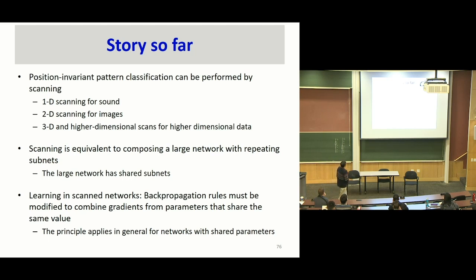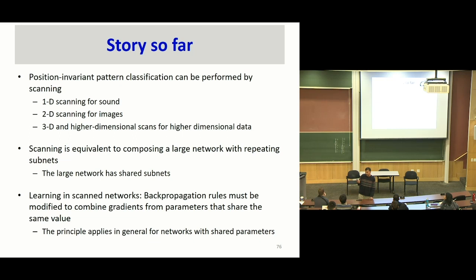Scanning is equivalent to composing a large network with repeating subnets, which all have the same value. So the large network has shared subnets. If you want to learn in these networks, backpropagation rules must be modified to combine the gradients from parameters that share the same value. This principle applies in general to all networks with shared parameters.